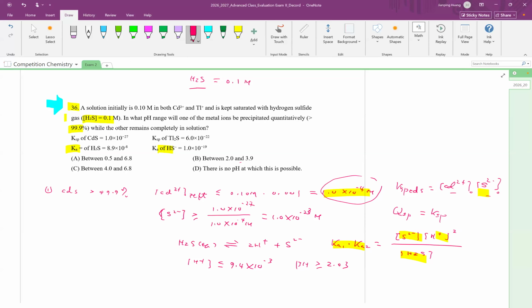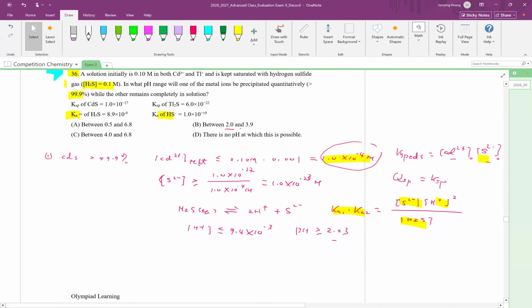Which choice? Not very likely, it should be B, right? Very likely because 2.0, 2.03. Now go to the next one. The next one is what? Pb2 plus. You want this one in solution.